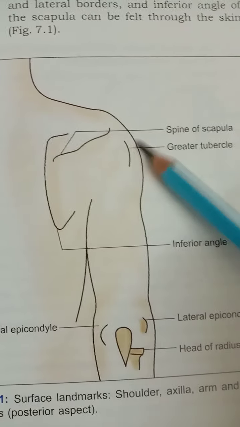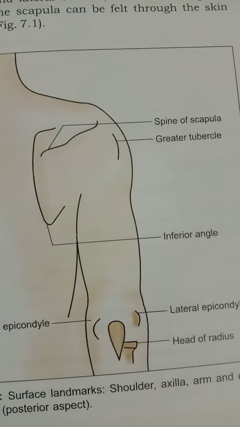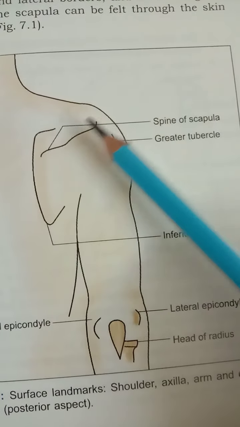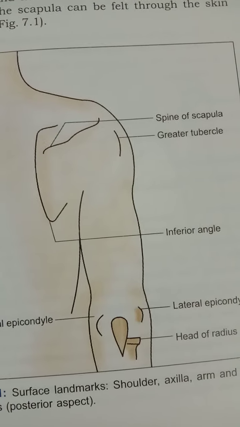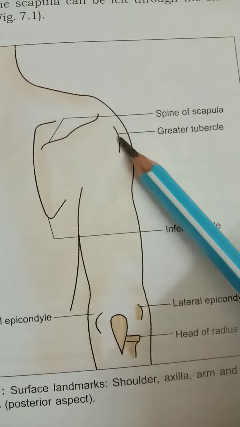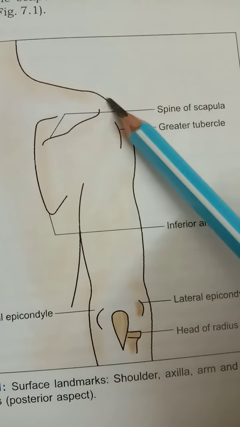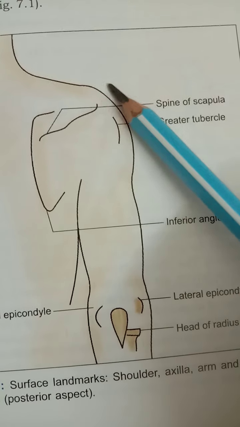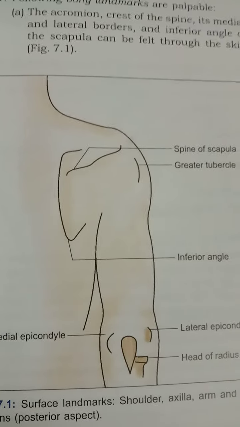So the first clinical point: the tip of the coracoid process can be palpated 2.5 cm below the junction of the lateral 1/4 and the medial 3/4 of the clavicle. Here the tip of the acromion process can be palpated. Then next is the winging of the scapula.